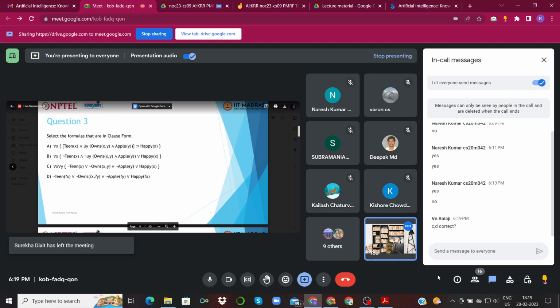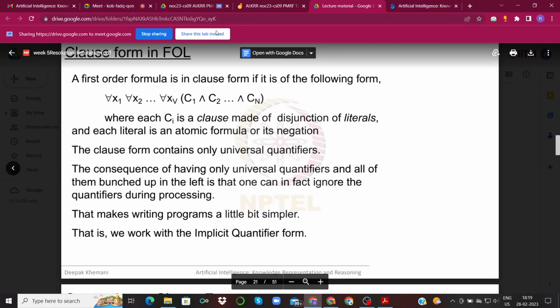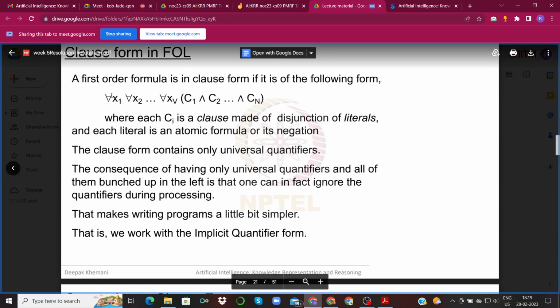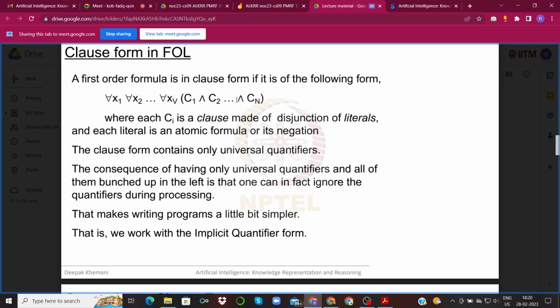Okay, so let's discuss the answers. So a clause form, if you recall, is of this form. A first order formula is in clause form if it is of the following form. You have a number of for all, or universal quantifiers, all on the left, and then you have a conjunction of C1 and C2 and up to Cn.